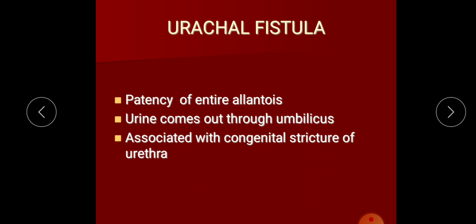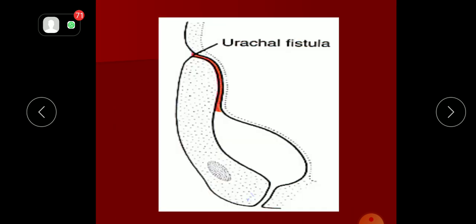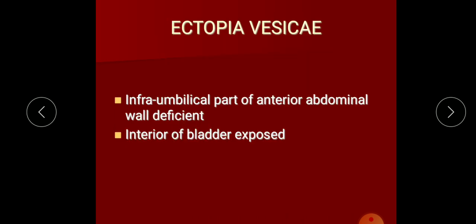If the whole of that part, the entire allantois, becomes patent, then that is what is termed a urachal fistula. Then what happens? The urine will come out through the umbilicus. Okay, and that is usually associated with different structural or congenital strictures of the urethra. Look at that, the whole of the allantois is patent. Then you find the urine will come out through the umbilicus.